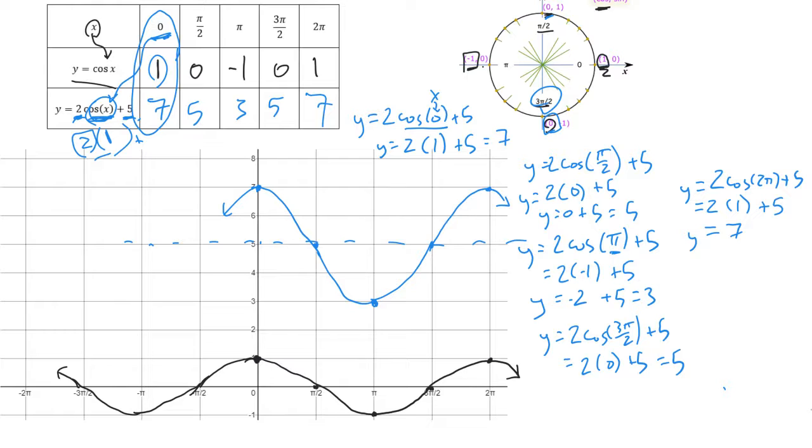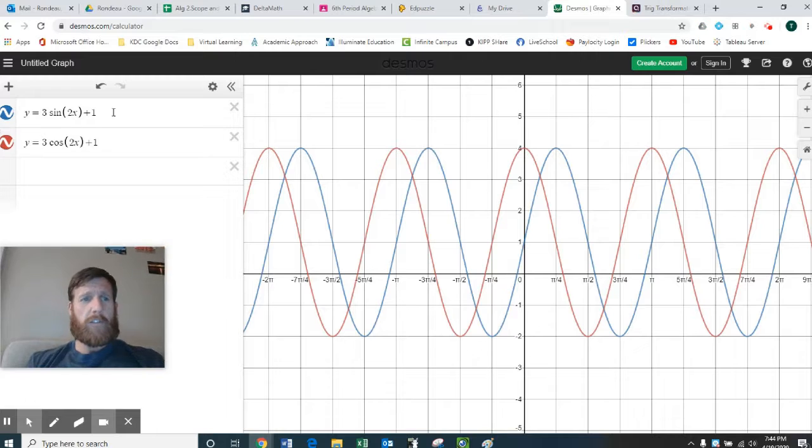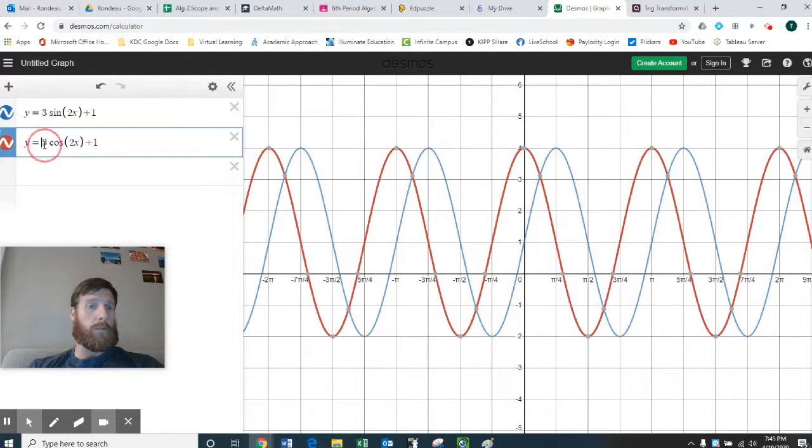So before we go, I want to show you one more thing. Just one more clarification of a question I got a few times right before the quiz. Okay, so here I have two different graphs graphed at the same time. Their equations are almost identical, right? This first equation is y equals 3 times the sine of 2x plus 1. The second graph is y equals 3 times the cosine of 2x plus 1.